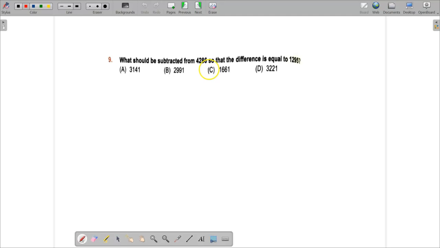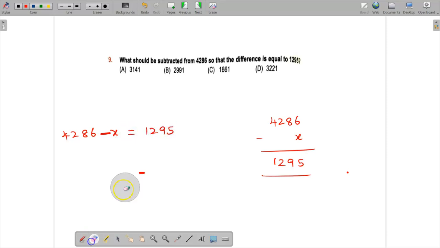What should be subtracted from 4286 so that the difference is equal to 1295? So from 4286, what we need to subtract? I don't know what value I have to subtract, so just take it as x, which is equal to 1295. So I need to find out what is x. In an easy manner we can write it as 4286 minus x, which is equal to 1295. Okay, so we need to find out this value.